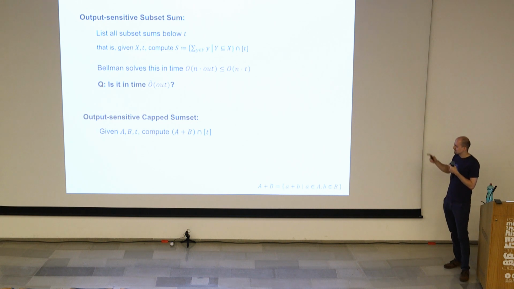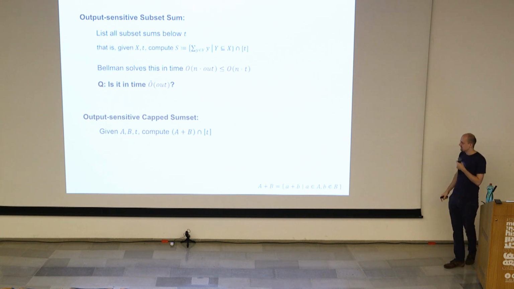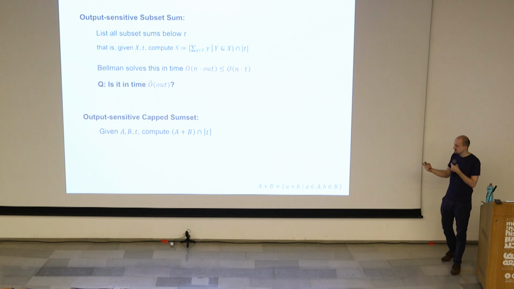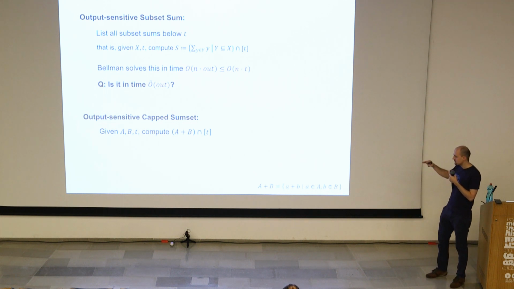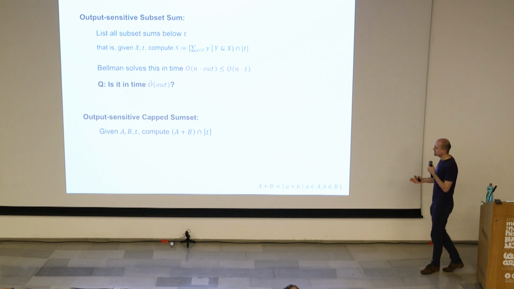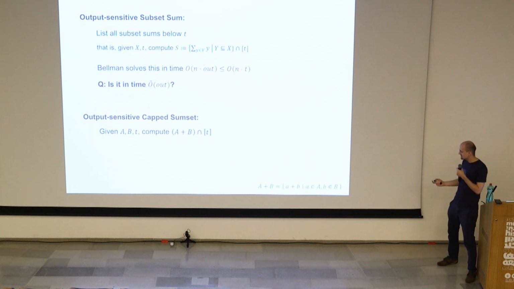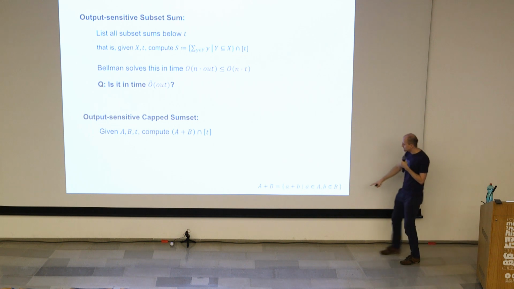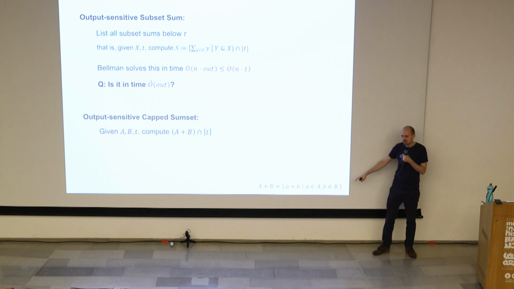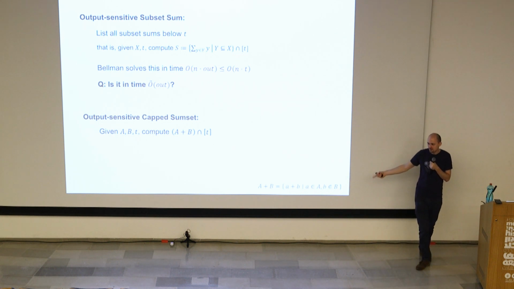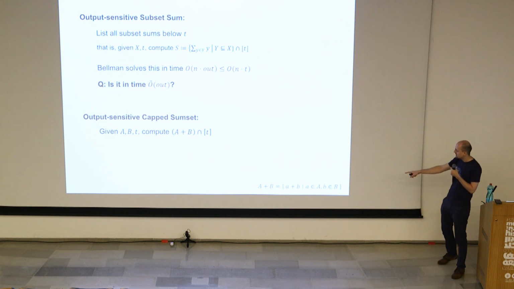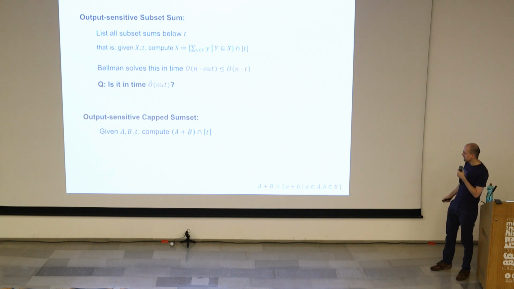Right, it's connected to this kind of problem here. You're given two sets of numbers A and B and some threshold t, and you want to compute the capped sumset A plus B intersect t. What is that? The sumset is this natural object here. A plus B is just all the pairwise sums of an element a in A and an element b in B. That's the sumset A plus B.